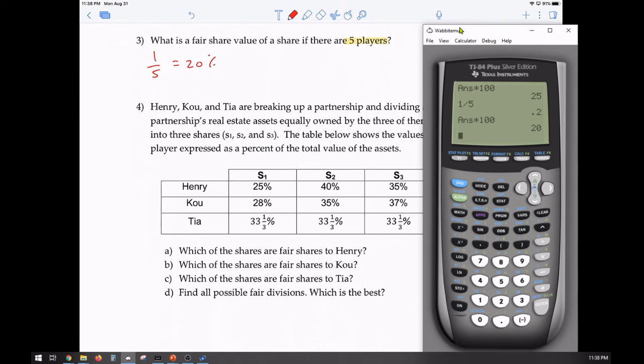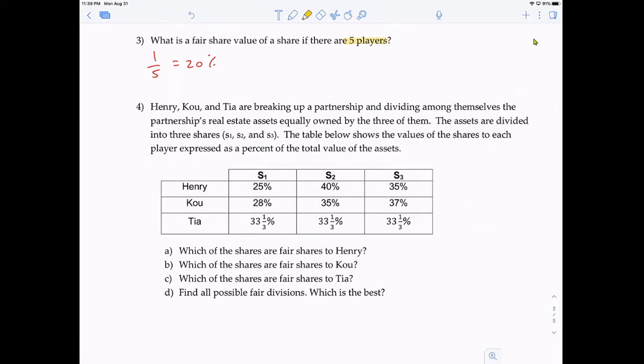All right, so let's take a look at number 4. So problem number 4 says the following. It says, Hendry, Ku, and Tia are breaking up a partnership and dividing among themselves the partnership's real estate assets equally owned by the three of them. So take note, there's three people or three players. The assets are divided into three shares, S1, S2, and S3. The table below shows the values of the shares to each player expressed as a percentage of the total value of the assets. So for example, Hendry views the first share as 25%, the second share as 40%, and the third share as 35%.